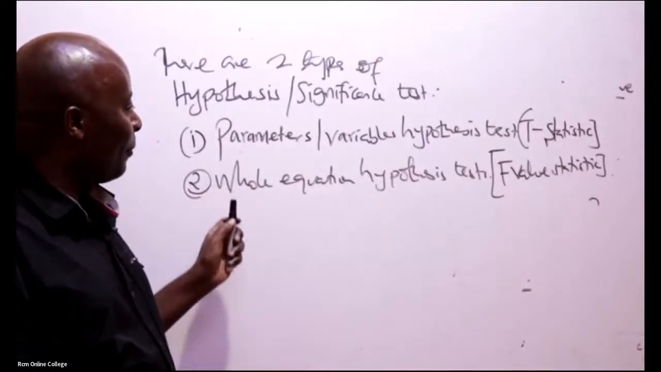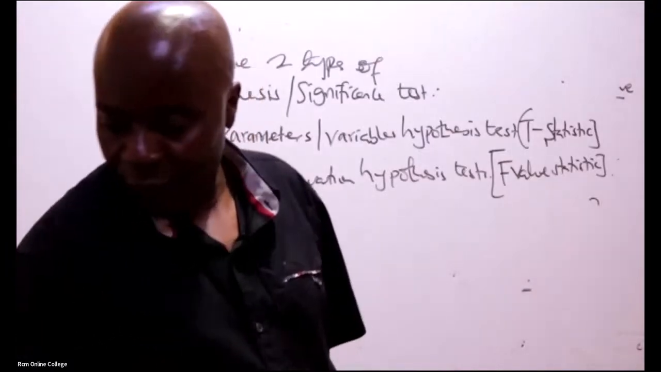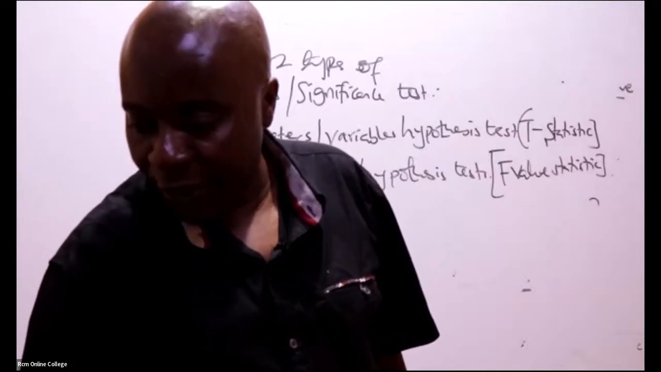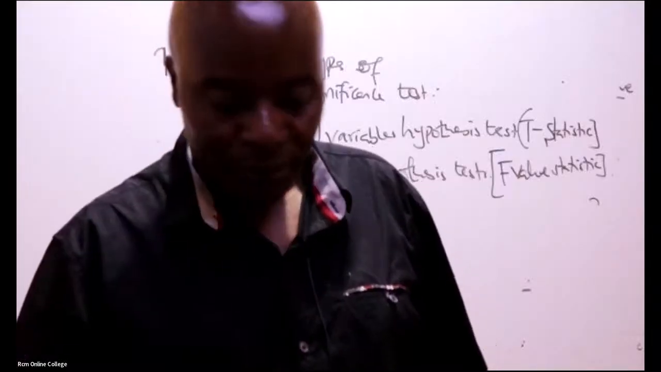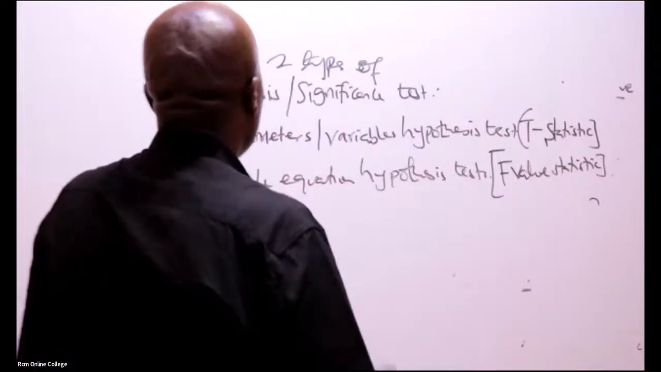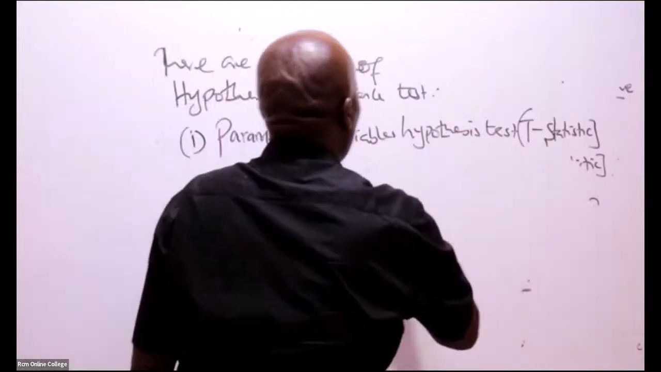So for number three, what hypothesis do they want me to do? If you look at number four actually, they want me to test the significance of each predictor variable. So they want me to carry out variable significance tests, and the level of significance here is 5%. So we start with this Roman 4. Very easy, this is what they want us to do, ladies and gentlemen.